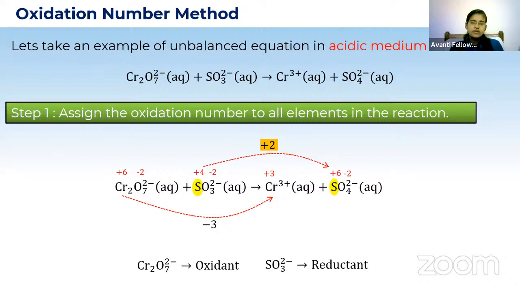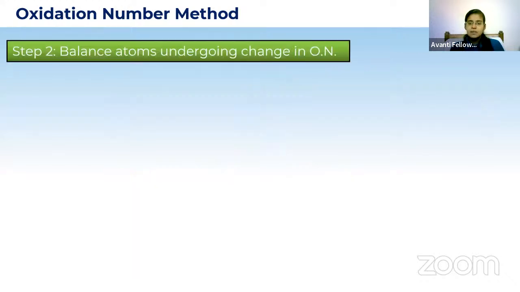Okay, so what we have done? We have assigned the oxidation number, and we are finding out the oxidizing agent and the reducing agent. This is step number 1. And in step number 2, you have to balance all atoms undergoing the change in oxidation number. So what are the atoms undergoing change in the oxidation number? Chromium and sulfur, right? Now we have to balance those atoms.